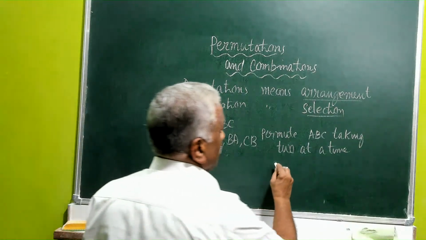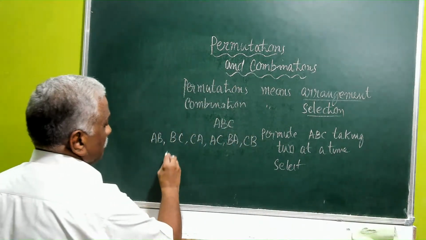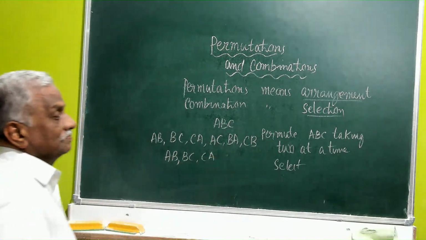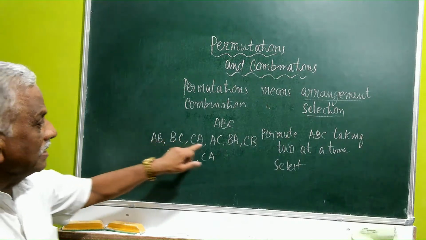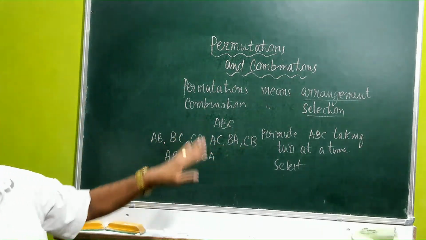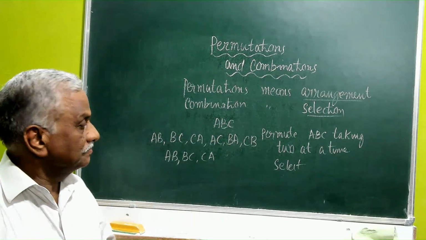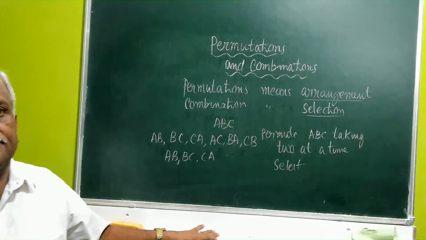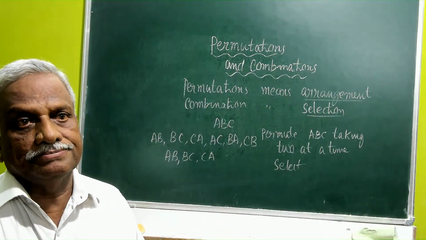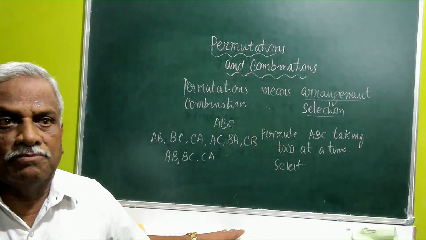Instead of permute, if they say select, then you will have AB, BC, and CA. So here AB is different from BA, or BC is different from CB, and AC is different from CA. Whereas in selection, AB is same as BA. So number of selections are always less than number of arrangements.